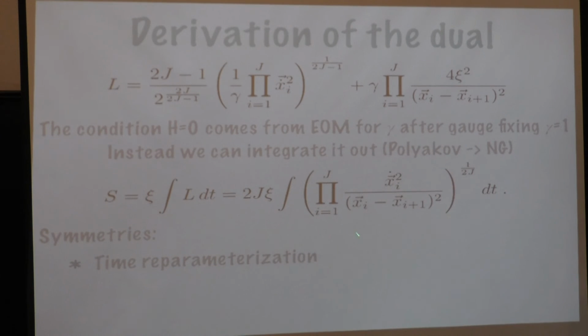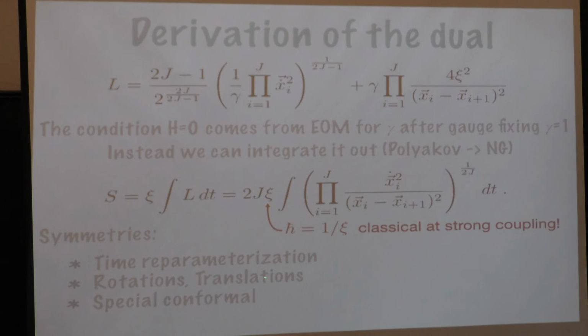It has time reparameterization symmetry, obviously, right? Because that's exactly the power which would cancel the factor from dt and from x dot. It has rotation and translation in X. And, maybe not too surprisingly, it also has special conformal symmetry. So what we are going to do next is to try to make the whole conformal symmetry more manifest.